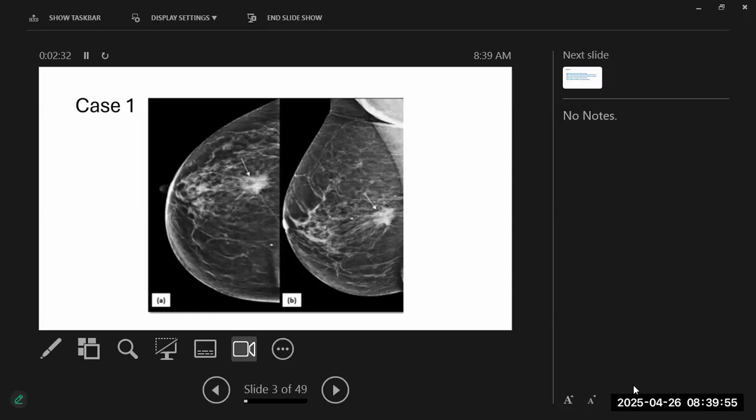As Dr. Dilip said, we are starting with the mammogram. This is the mammogram film of the patient. Dr. Udari, how would you describe this lesion?